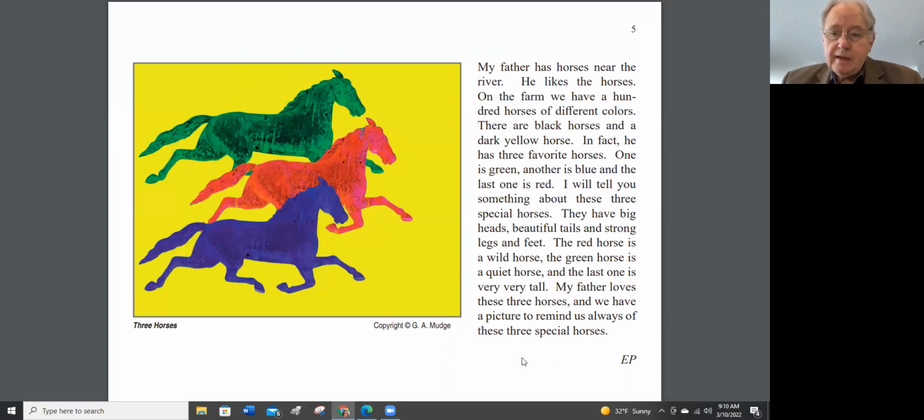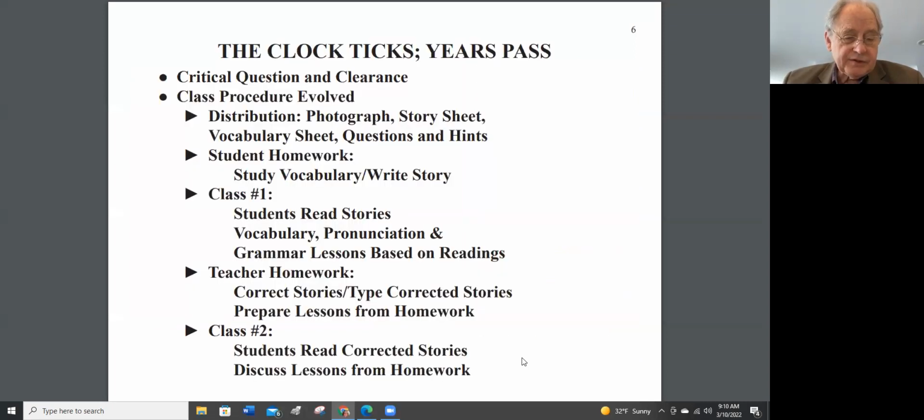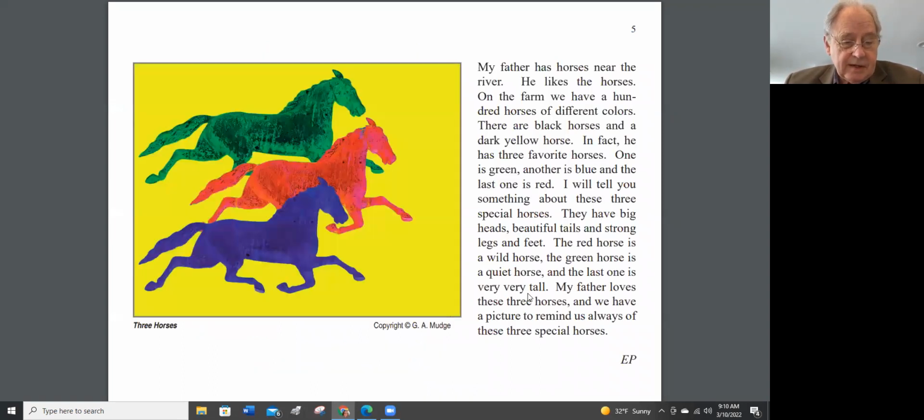Now, I was amazed by this story. The three horses had stimulated a beautiful verbal response. The student had articulated his own thoughts in English. The teacher corrected a few mistakes, but the substance, voice, and story belonged to the student.